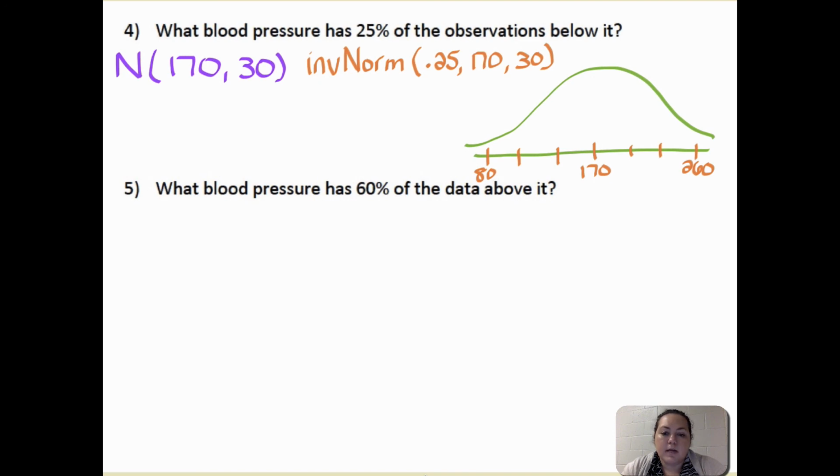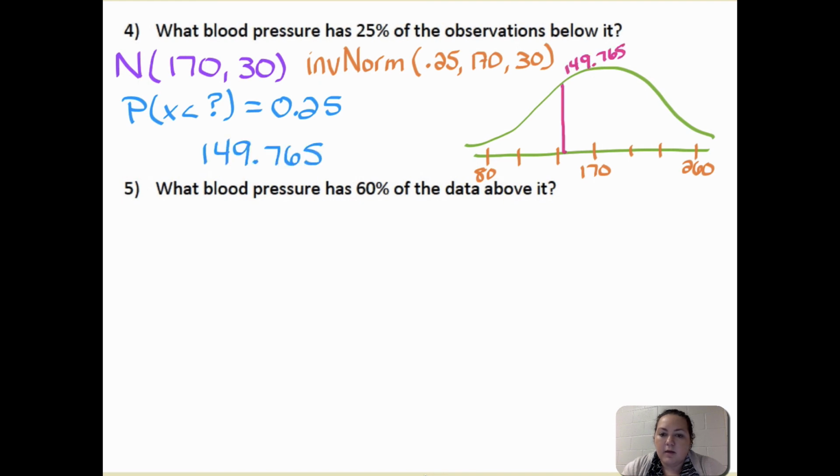So my percent is 0.25. My mean is 170 and my standard deviation is 30. So the probability that x is less than some number, it has to be equal to 0.25 because that's the percentage that we get. And if I plug it in my calculator, I get 149.765. So I go to that point and then 25% of the observations fall below that value.